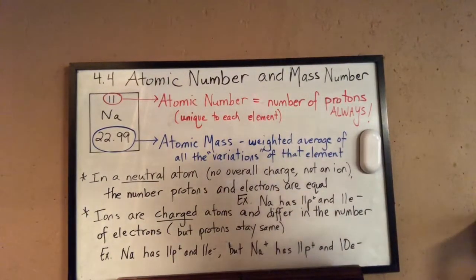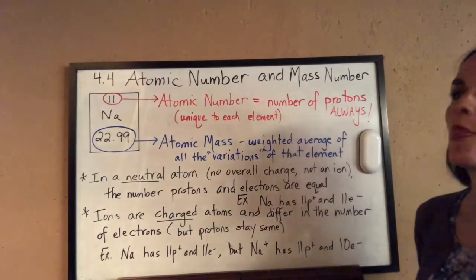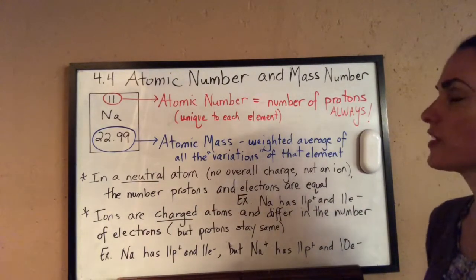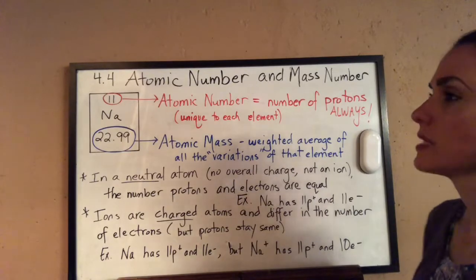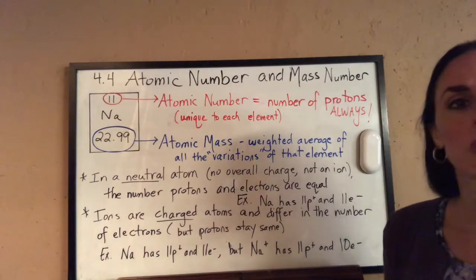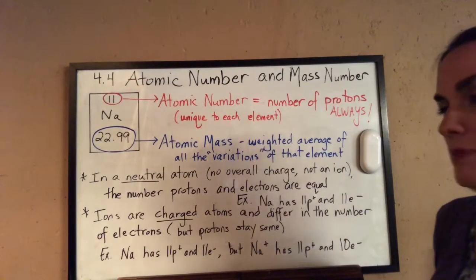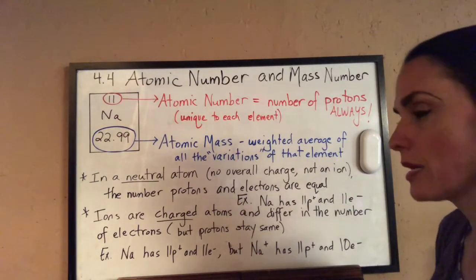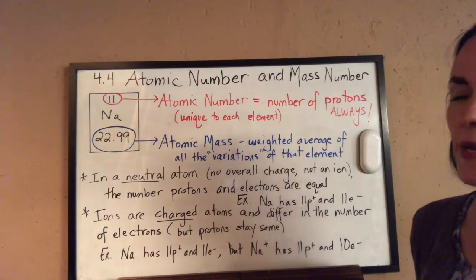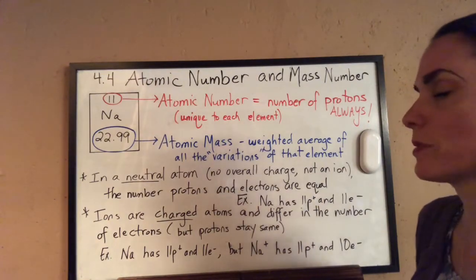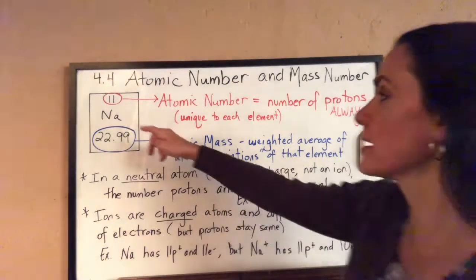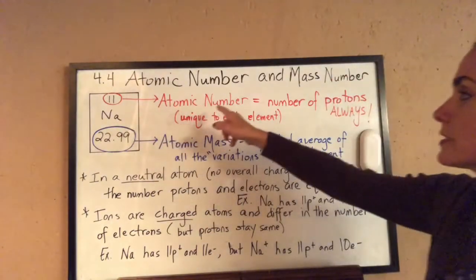Atomic number and mass number, section 4.4. The periodic table can give us a fair amount of information about the atomic structure. When you look at the periodic table and you look at a block with the element symbol, you see two numbers in that block. One number above the symbol and one number below the symbol.